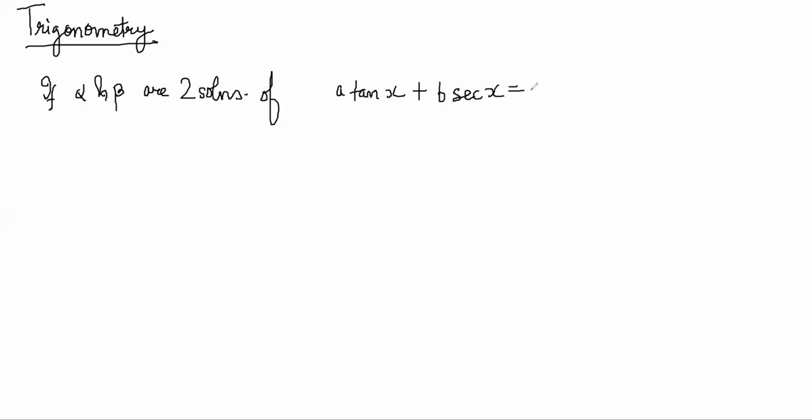There's a question. If alpha and beta are two solutions of the equation a tan x plus b sec x equals c, then find the values of sine of alpha plus beta and cos of alpha plus beta. You have alpha and beta as two solutions of this equation.